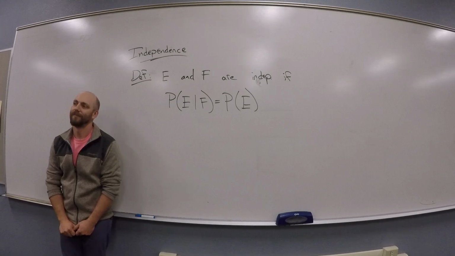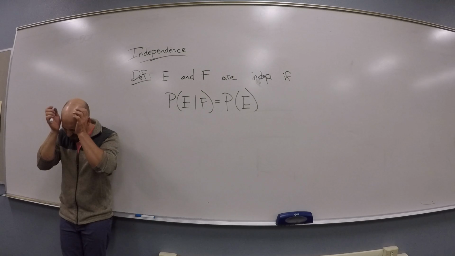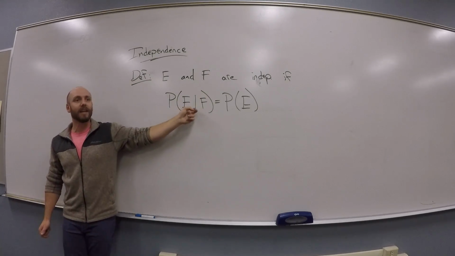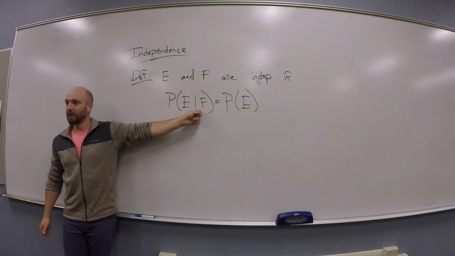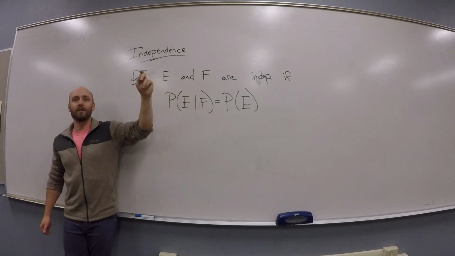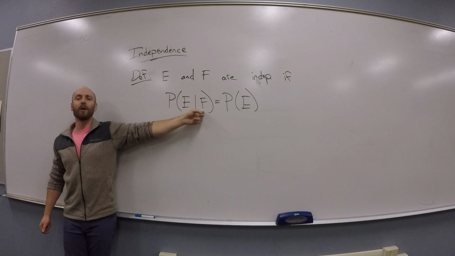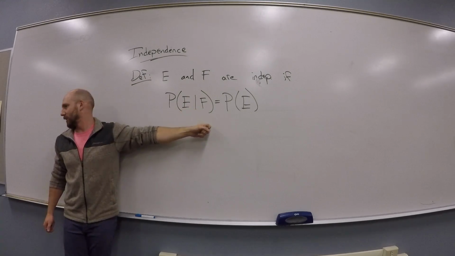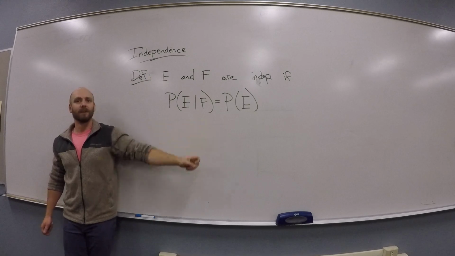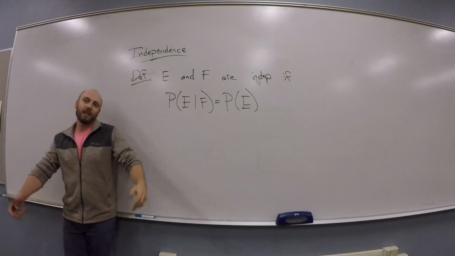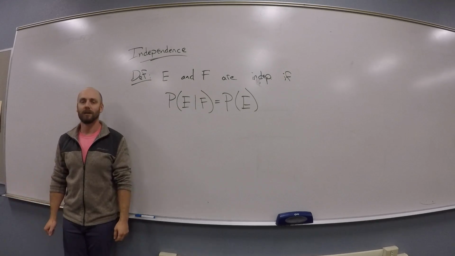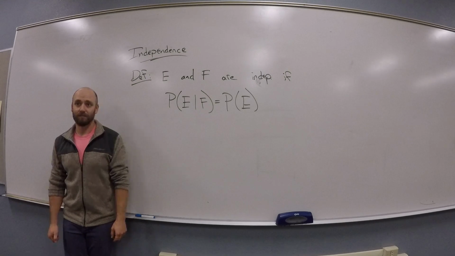This is a little bit weirder. It's like knowing that F happened. So F doesn't affect E. Knowing that F happened doesn't tell you whether E happened more likely or less likely or not. E happens with the same probability regardless of whether I know F happened. Another way to say that is that F doesn't affect E. You guys see that?